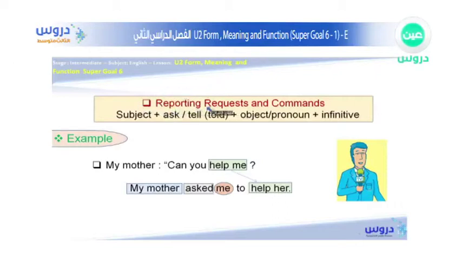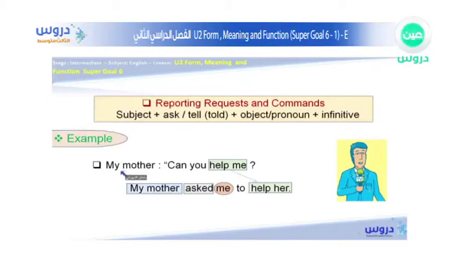The third one, number 3, reporting requests and commands. So if we want to report a request or make a command, we have to use this grammar rule. The first thing, we start with the subject. After that, ask or tell. If it's in the past, you can say told. After that, the object, which is maybe a pronoun. After that, the infinitive verb.